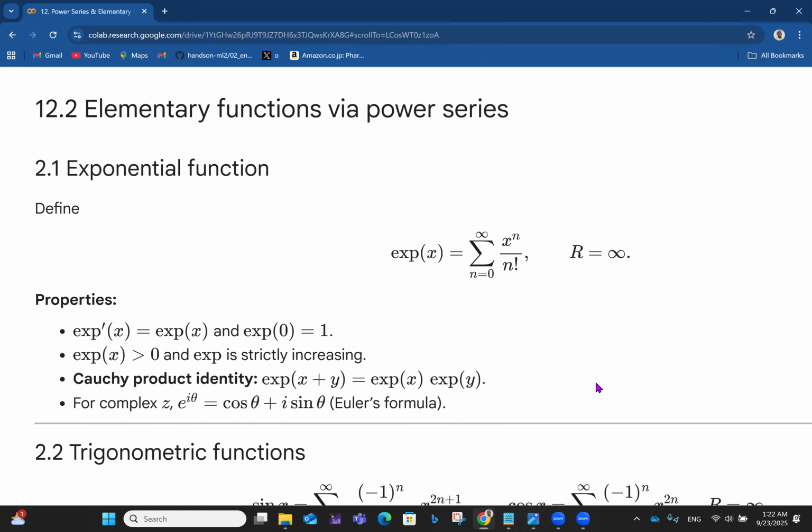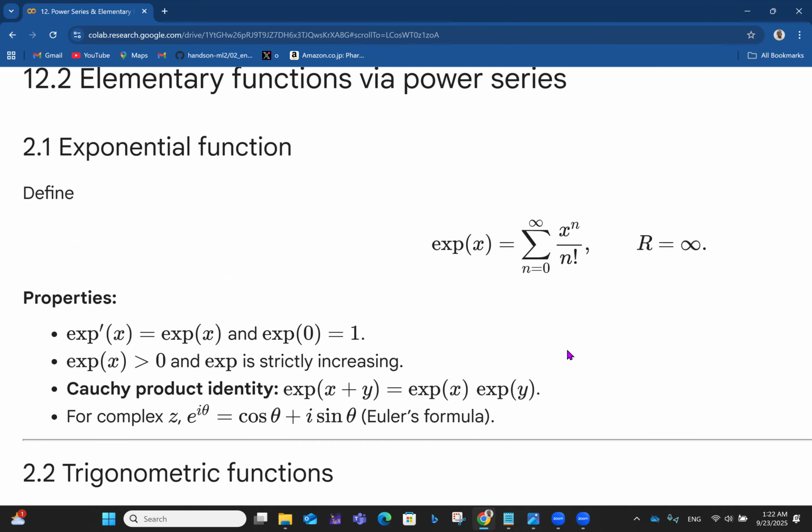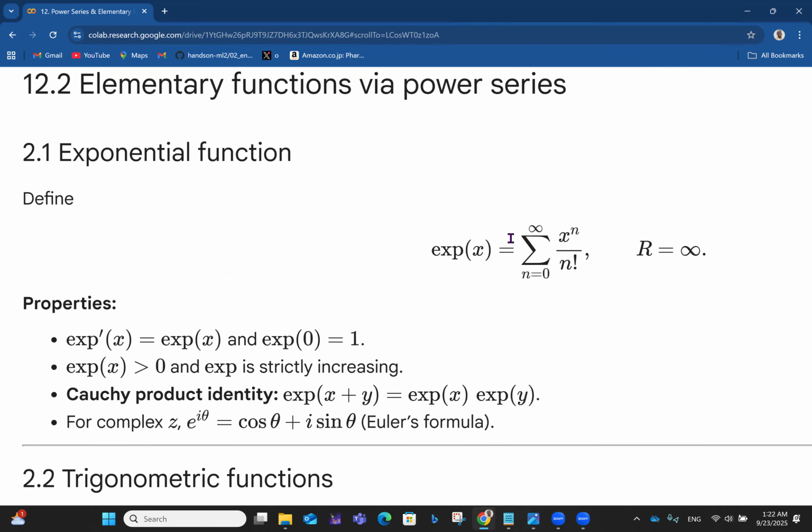Where we might have some difference now is when we talk about, okay, we've seen some of these things also in the previous video, but let's see how it goes. So we talk about some elementary functions via power series. First of all, we start with the exponential function. If we define the exponential function of x to be the summation from n equals 0 to infinity of x^n over n factorial, with radius of convergence infinity, then these are the following properties.